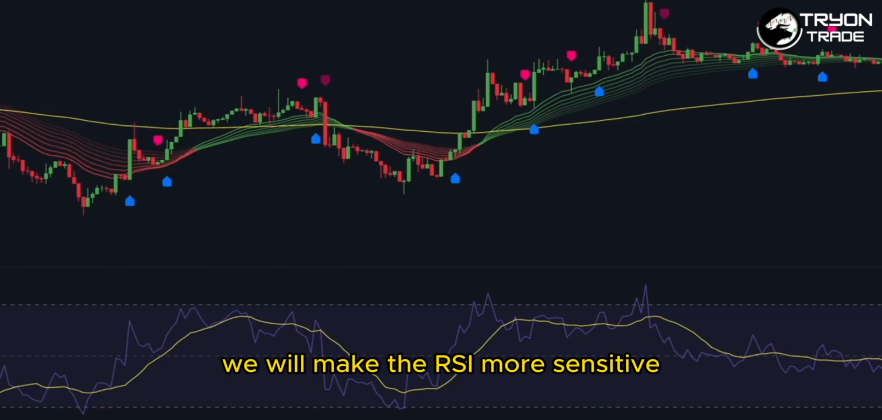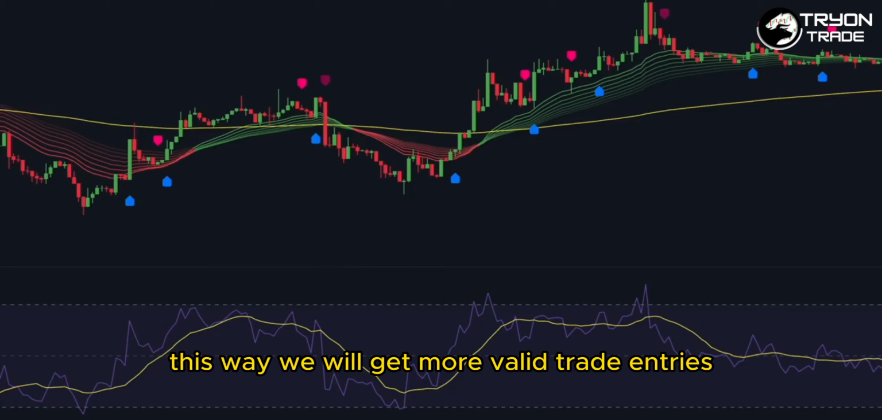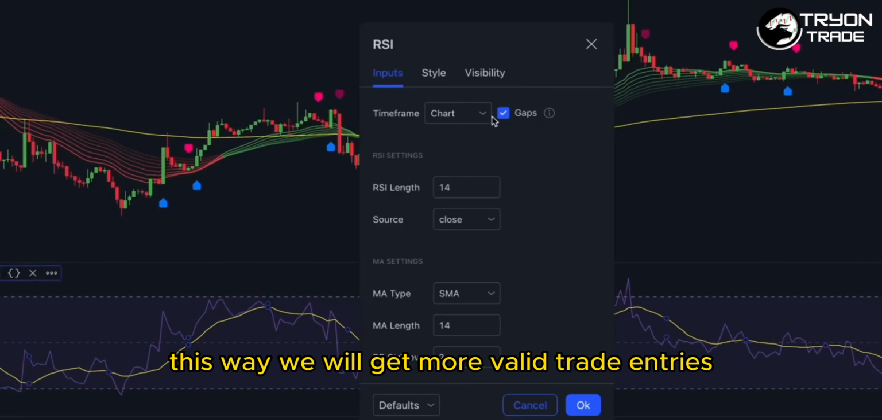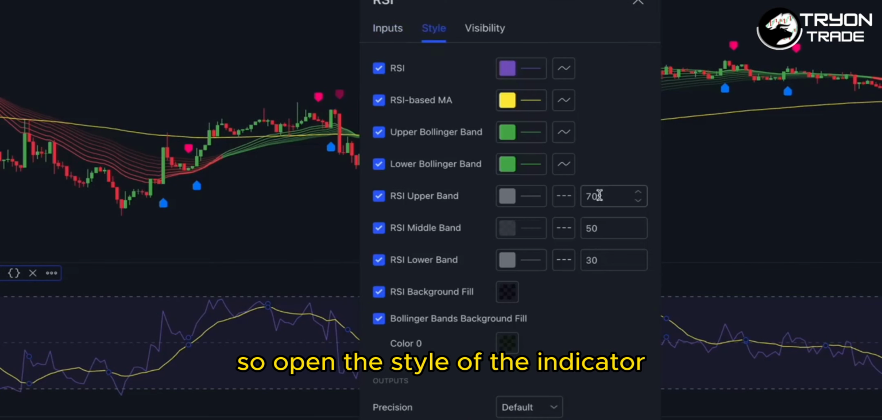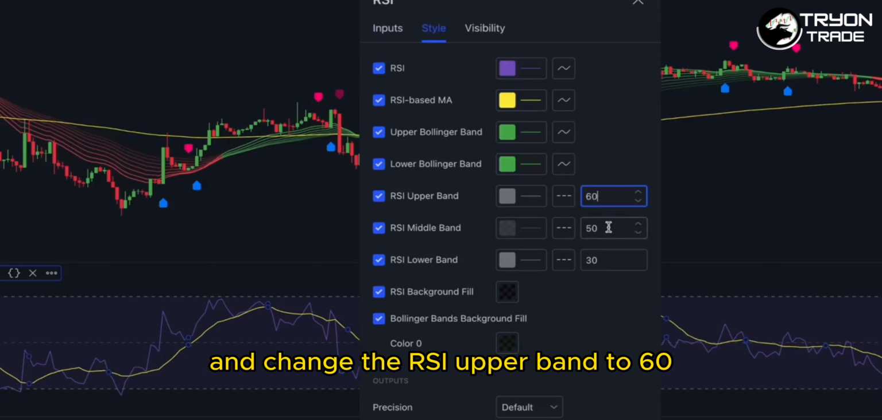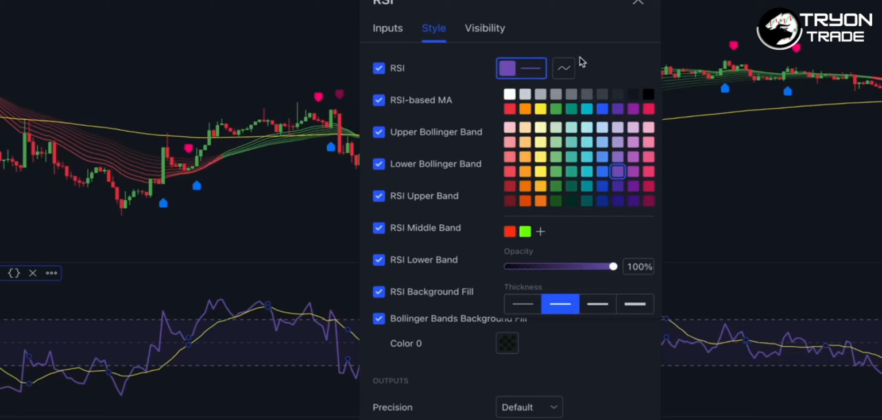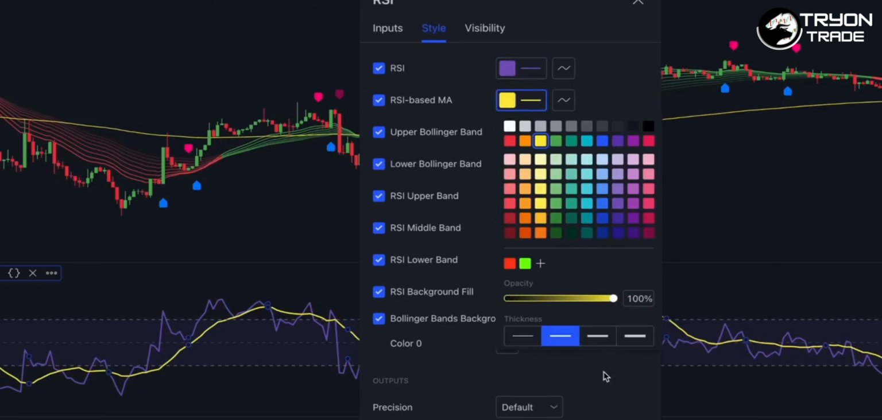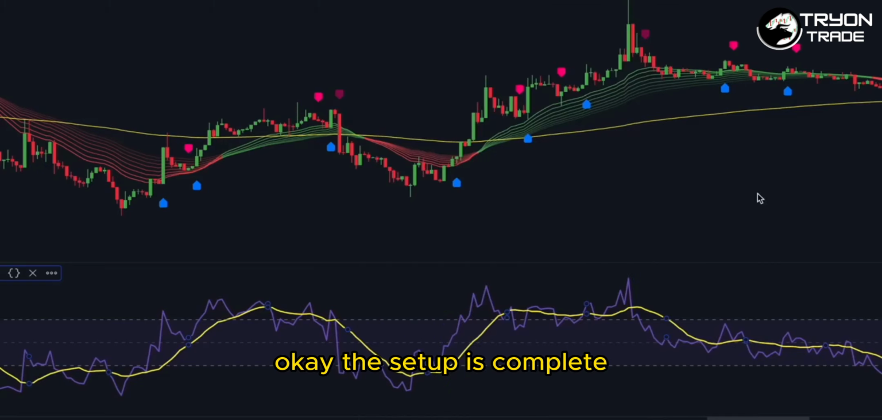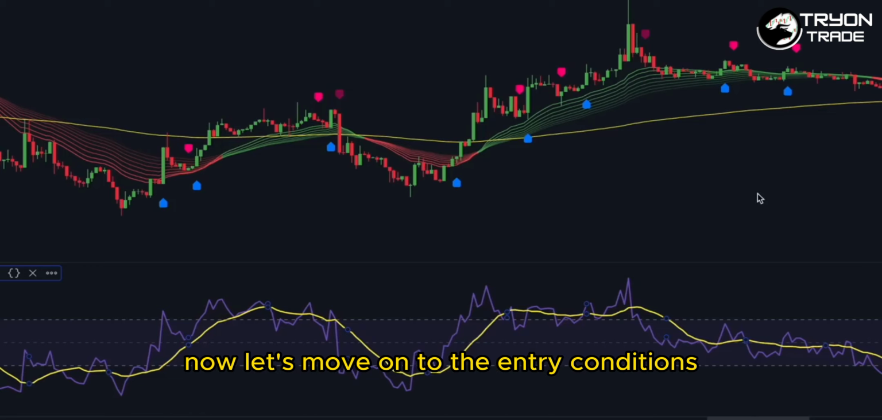As part of our strategy, we will make the RSI more sensitive. This way, we will get more valid trade entries. So open the style of the indicator and change the RSI upper band to 60 and the RSI lower band to 40. Okay, the setup is complete. Now let's move on to the entry conditions.